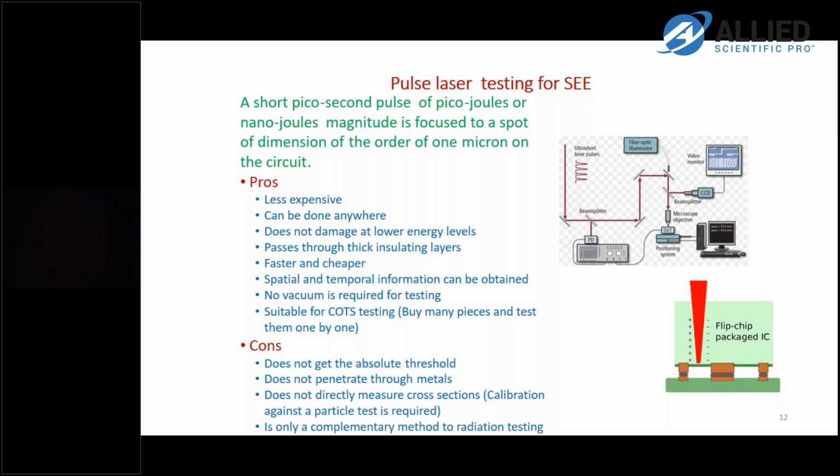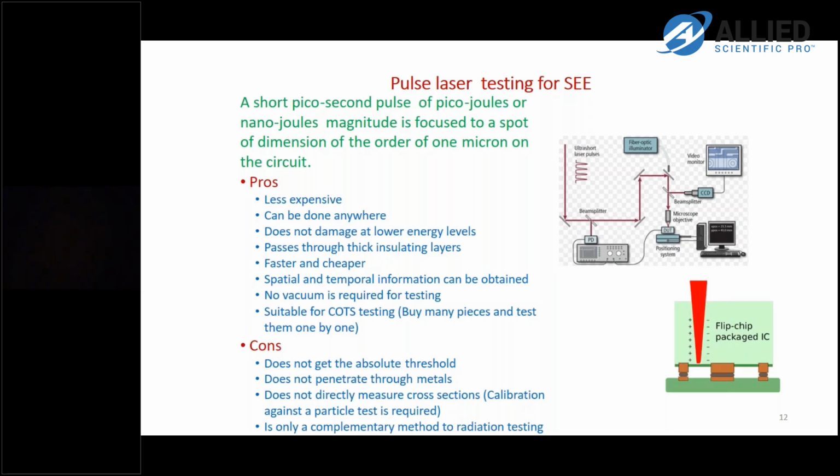On the downside, you cannot measure the absolute values, which we will talk about later, all the absolute thresholds and cross sections. So you need to calibrate this against a particle method. It's only a complementary method to radiation testing. It's not meant to replace the radiation testing.